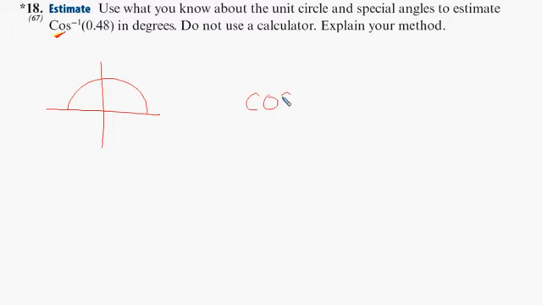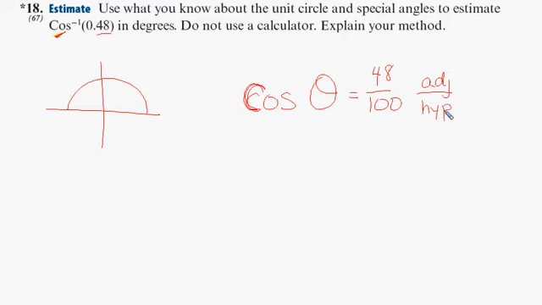So the cosine of what angle, this should be capital C, is equal to 48 over 100. It's just a little easier to picture when you have this decimal written as a fraction. Remember, this is going to be the adjacent over the hypotenuse.